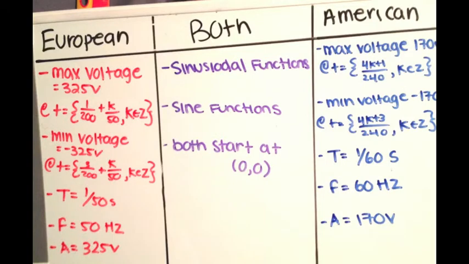Now that we have all this collected information, we can finally compare the European and North American voltage signals. As you could tell, both of them were sinusoidal functions, and sine functions at that, both starting at 0, 0. However, they both had different maximum voltages. Europe has 325, where North America has 170, as well as the max and min occurring at different times. Also, there were different periods, frequencies, and amplitudes of the functions.